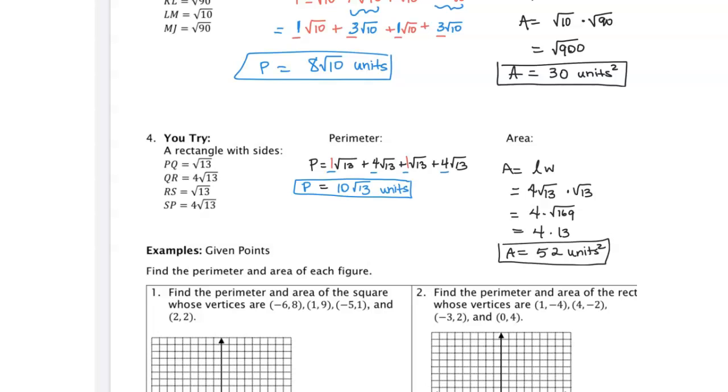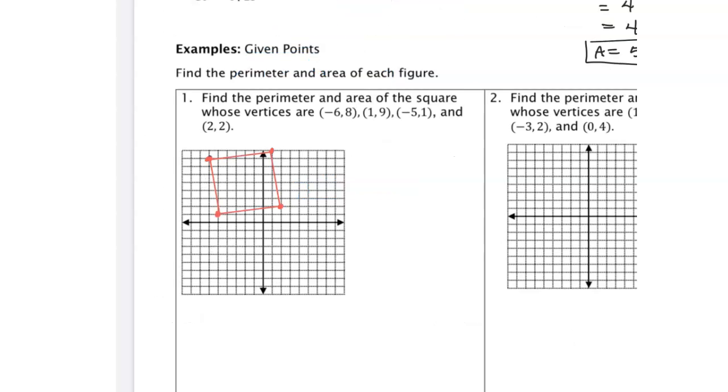So our answers: our perimeter is 10 times the square root of 13. We've added up all 4 of our sides. And for the area, our area is 52 units squared. We've multiplied our length times our width. So 4 times the square root of 13 times the square root of 13. The square root of 13 times the square root of 13 gives us the square root of 169, which is equal to 13. So then we have 4 times 13, which is 52.